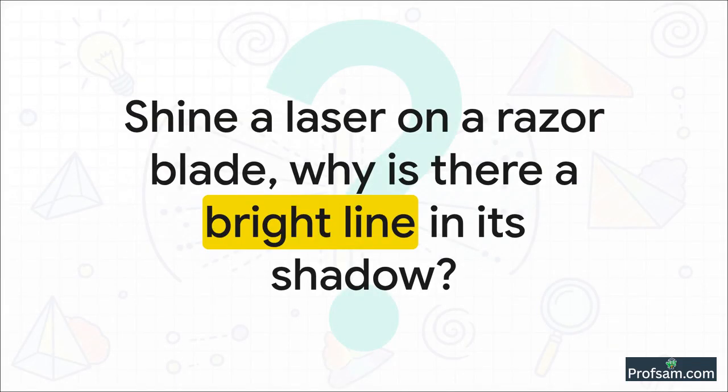Just think about it for a moment. The middle of a razor blade is solid. It's opaque. It should block the light completely, shouldn't it? So how is it possible that a bright spot appears right in the middle of its shadow? No, this is not a trick question. It's a real thing that happens. And the answer, my friends, is diffraction.